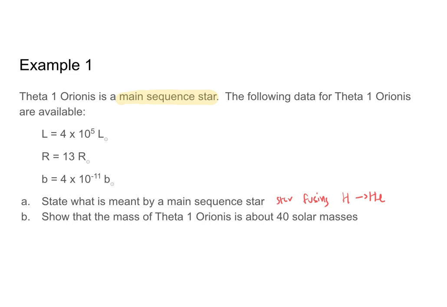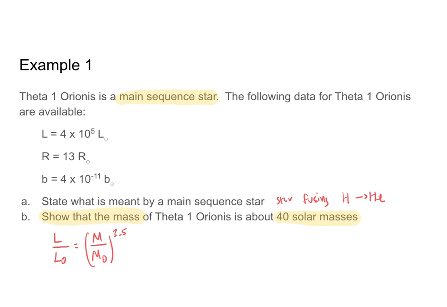Let's take a look at the second part. Next we need to show that the mass of Theta 1 Orionis is about 40 solar masses. We know that the luminosity divided by the luminosity of the sun is equal to the mass divided by the mass of the sun to the 3.5.